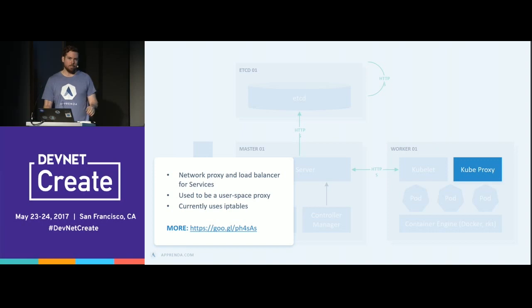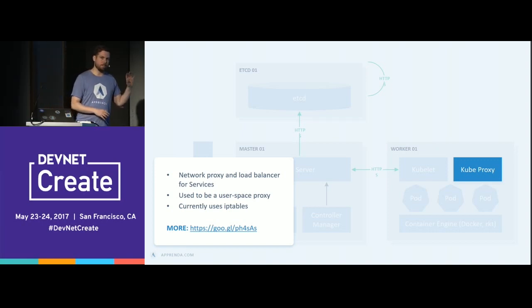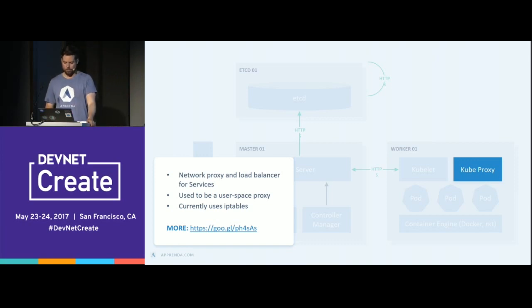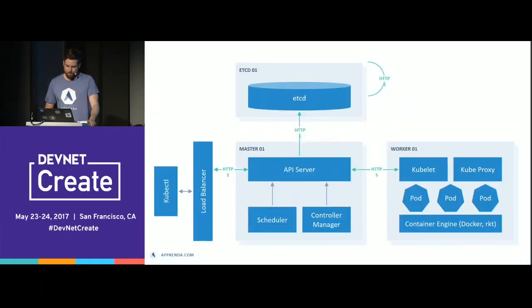There's a kube proxy, which is the networking. We'll talk a little bit about the networking when we talk about the features of Kubernetes, but it's how all the different worker nodes talk to each other, and it's a very flat networking, we'll see. And so that's the different components of Kubernetes.